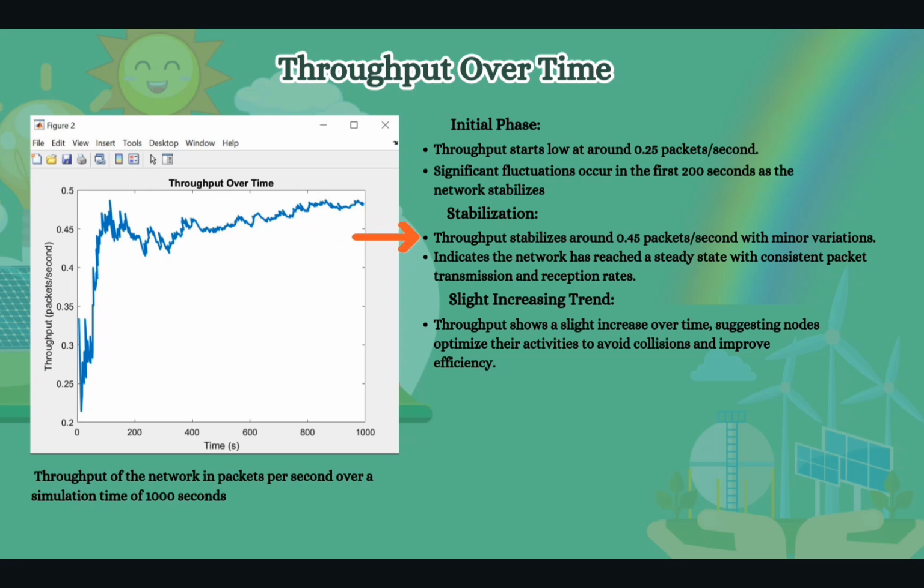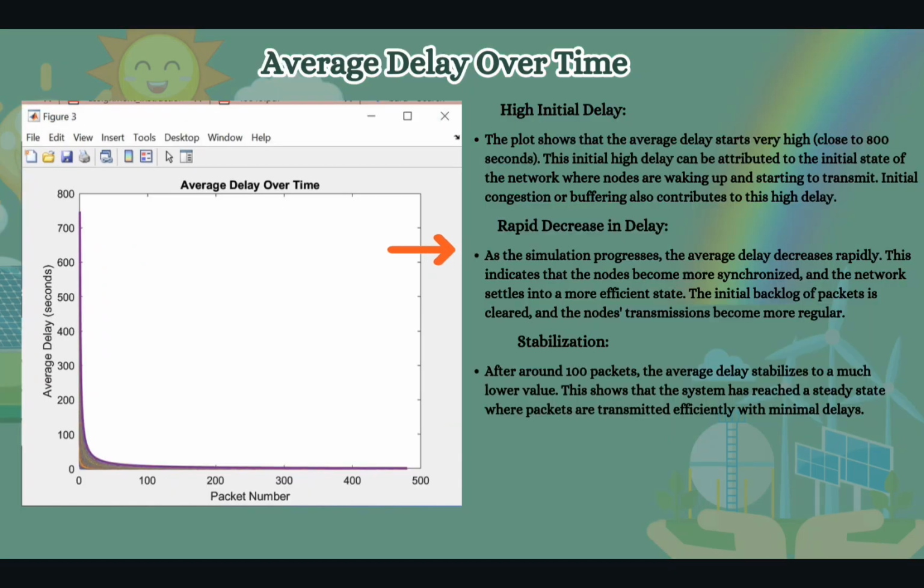So this is the result for average delay over time for the BMAC protocol implementation. As we can see in this graph, the plot shows that the average delay starts very high, close to 800 seconds. This initial high delay can be attributed to the initial state of the network where nodes are waking up and starting to transmit. Initial congestion or buffering also contributes to this high delay.